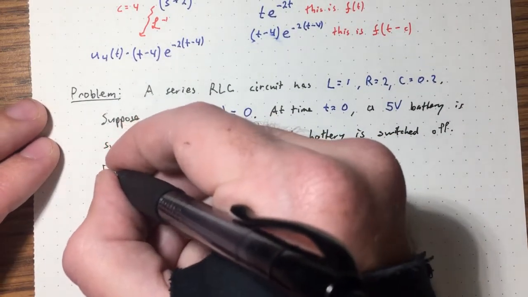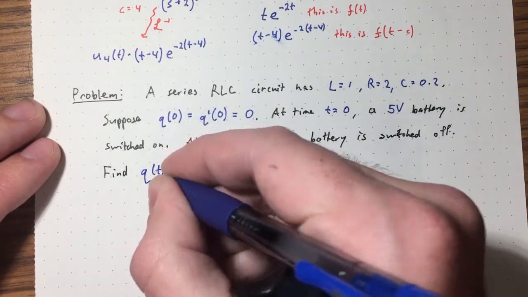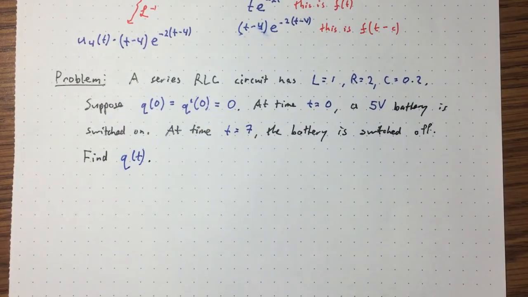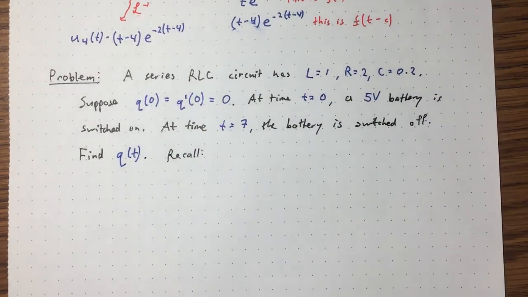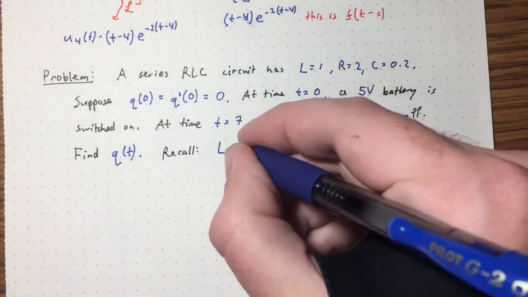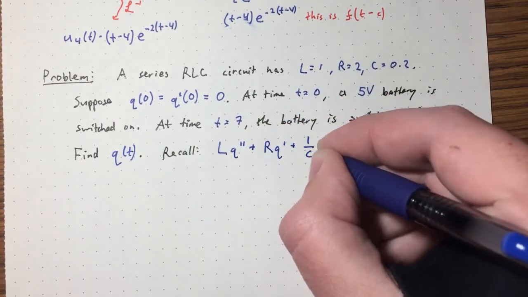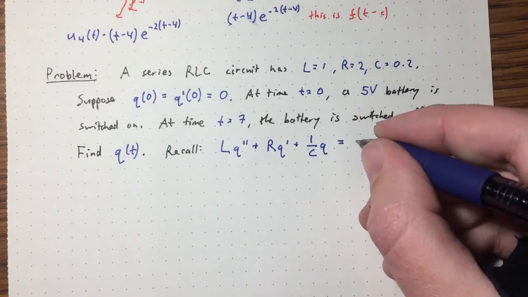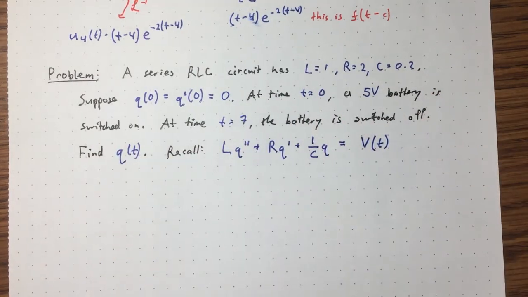Okay, let's solve the differential equation. What do we mean by solve the differential equation? We want to find the charge in the circuit at any time t. Okay. And let's also recall what our differential equation is for the RLC series circuit. It's L times Q double prime plus R times Q prime plus 1 over c times q. And that's going to equal, what do we put on this side? That's the external voltage, v of t, which is this function that's being described here.